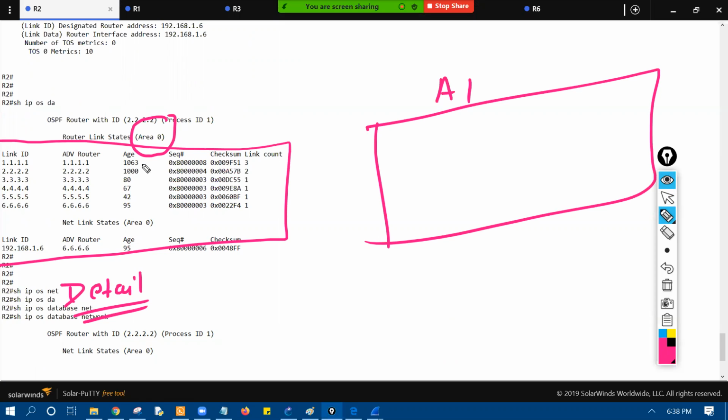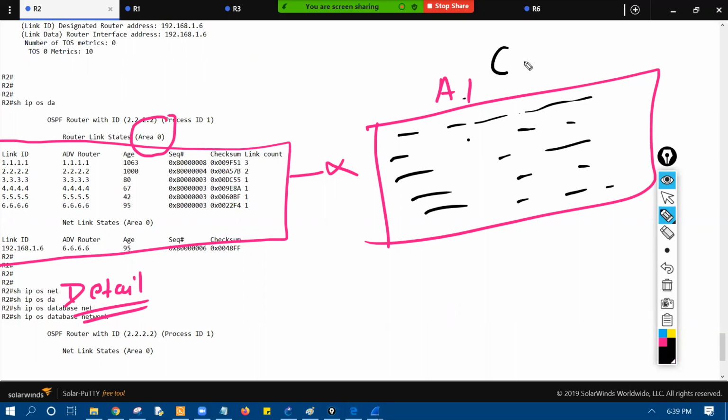Whatever information area 1 has, area 1 means a group of routers, multiple routers are there, they will also never share any information with you. Own area has own information, that's it.